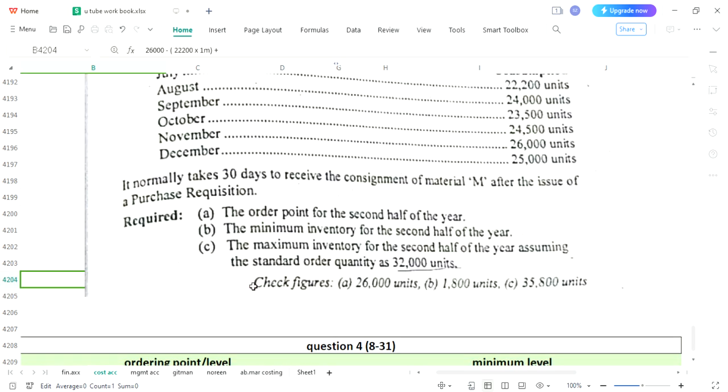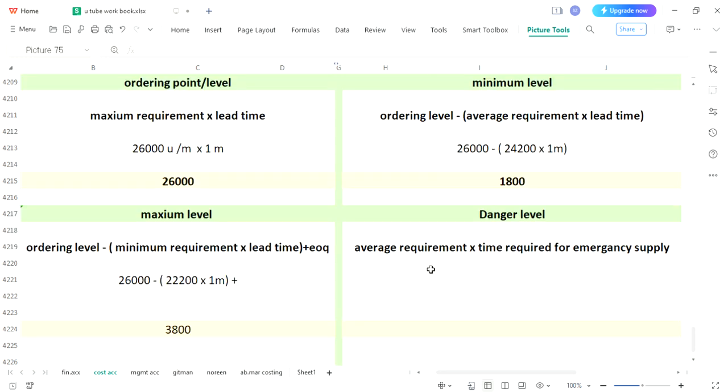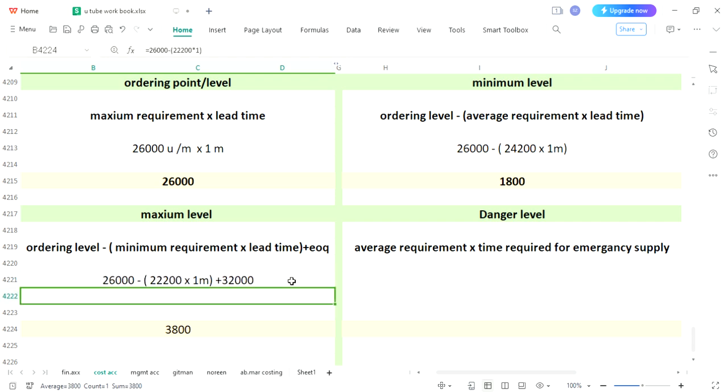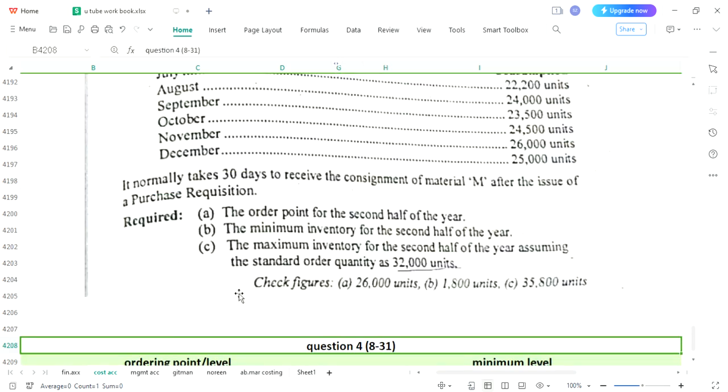For that, let's go back to the question, and here you can see standard order quantity. Though the word we have written is economic order quantity, it is the same thing. Standard order quantity or economic order quantity, one and the same thing. 32,000. So finally we will be adding 32,000 over here. Let's put the same thing in the formula. Actually it was hidden because there was not enough space over here. Okay, add what? 32,000. So we have got 35,800.